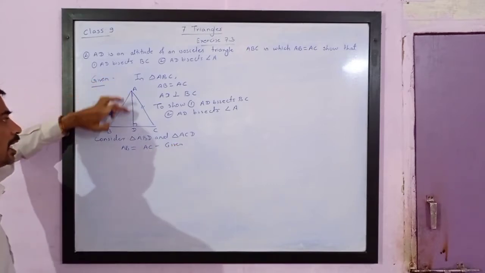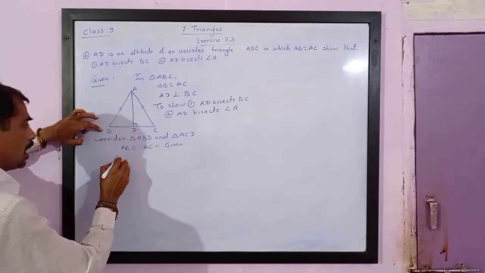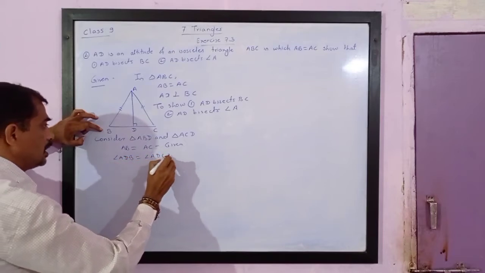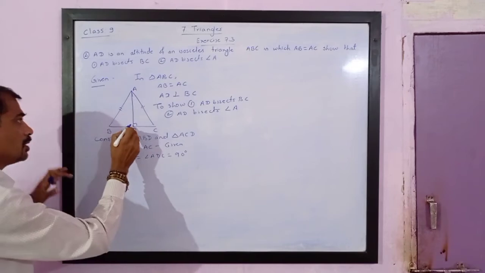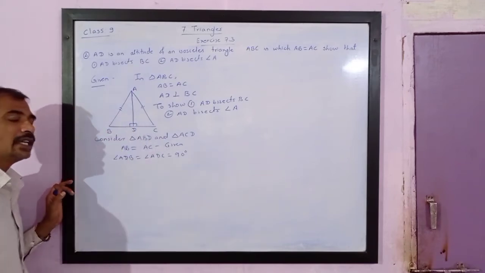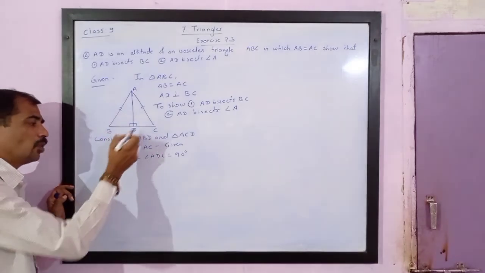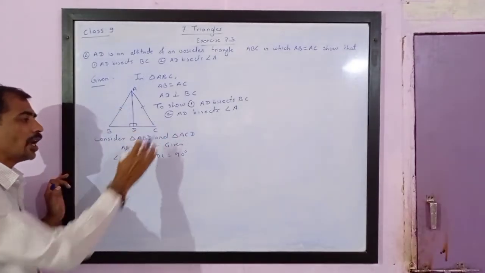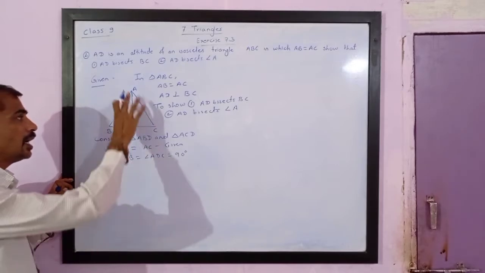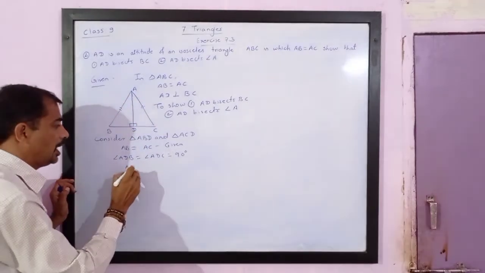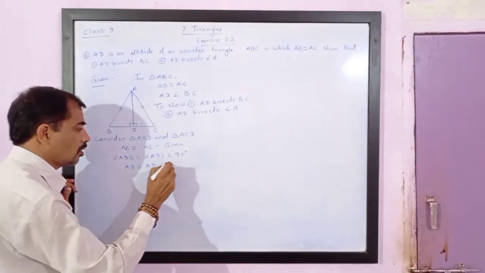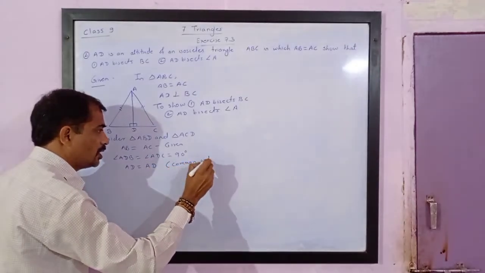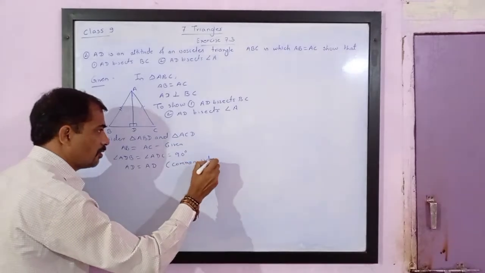We are also given that angle ADB is equal to angle ADC is equal to 90 degrees. Since AD is perpendicular, I can say that this angle is 90 and this angle is 90. It means both angles are 90, so both angles must be equal to each other. That is angle ADB is equal to angle ADC, and AD is equal to itself, common side. We know that every segment is congruent to itself.